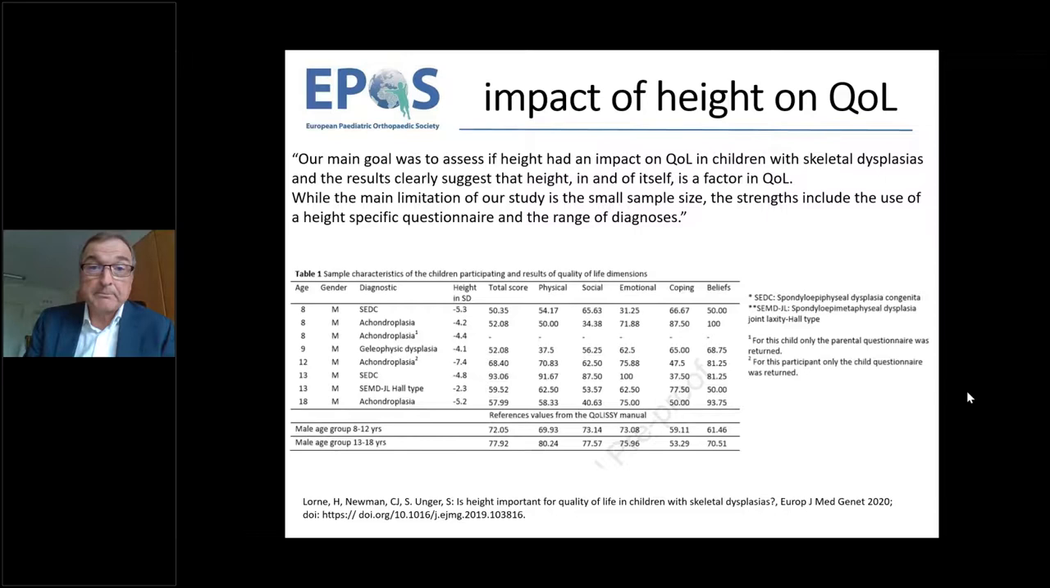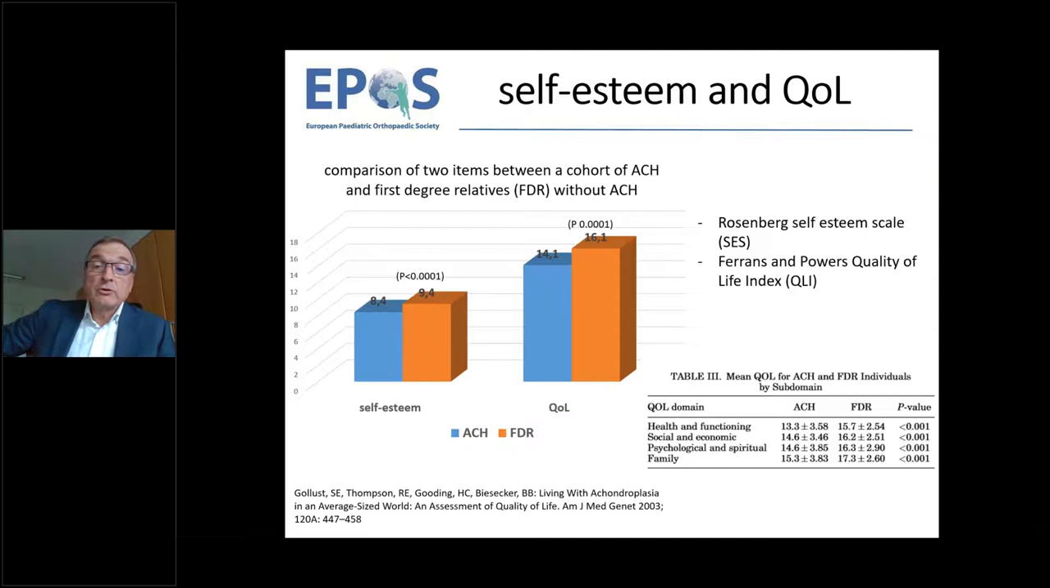With regards to self-esteem and quality of life, we usually refer to the Rosenberg self-esteem scale, and we can see, in a comparison of achondroplastic patients and their first degree relatives without achondroplasia, that the self-esteem is higher in the patient not affected.